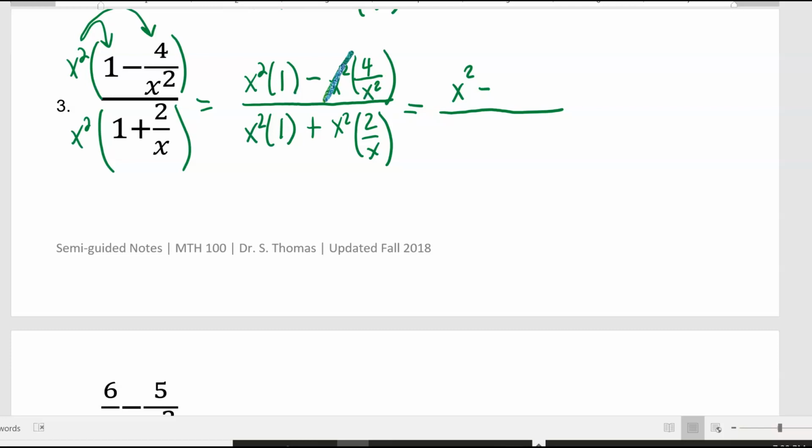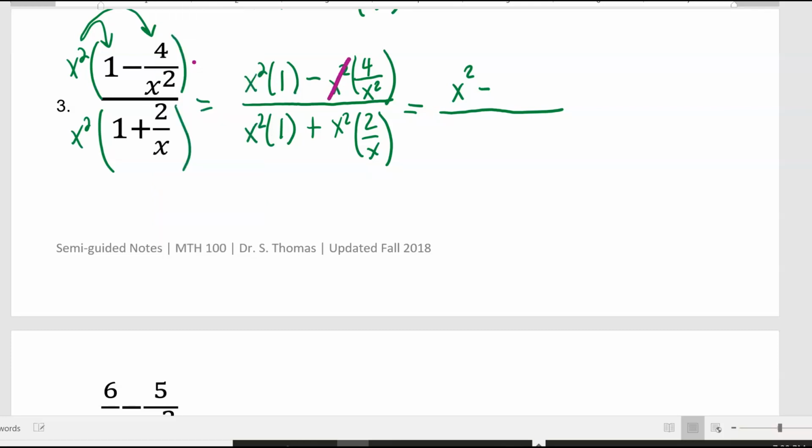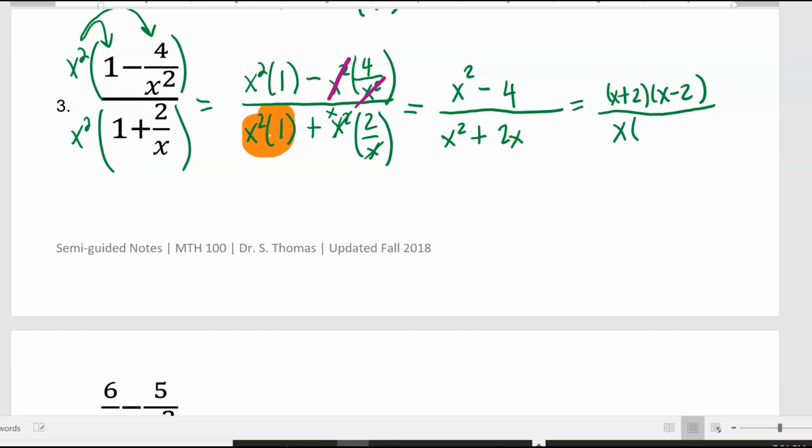So this x squared and this x squared cancels out. And you're left with here a 4. And the bottom we have x squared times 1 here, which is just x squared, right? But x divided into x squared will give us x. So we have a 2x down here. Now we have a factorable situation here. So x plus 2 times x minus 2 is x squared minus 4. And in the denominator, we can take out an x, which shows you that that's very important that we get that done, because notice that the x plus 2's cancel, and our final answer is x minus 2 over x.